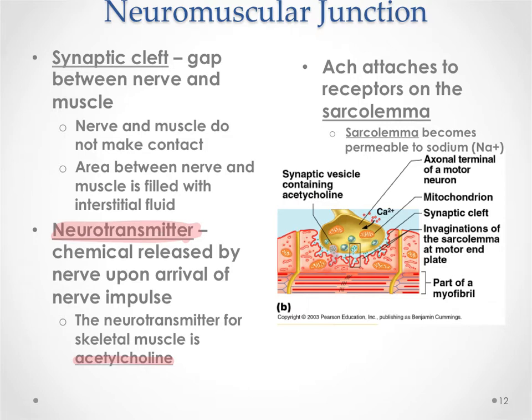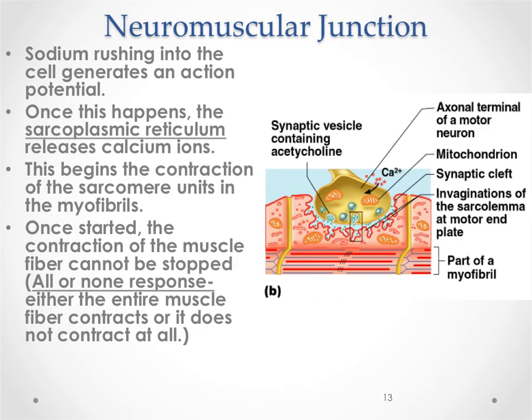And there it attaches to receptors on that plasma membrane of the muscle fiber called the sarcolemma, and that allows the muscle fiber to become permeable to sodium ions. So at that point, sodium ions start rushing into the muscle fiber, and that generates what we call an action potential. The sarcoplasmic reticulum then releases calcium ions, and this begins the contraction of the muscle itself.